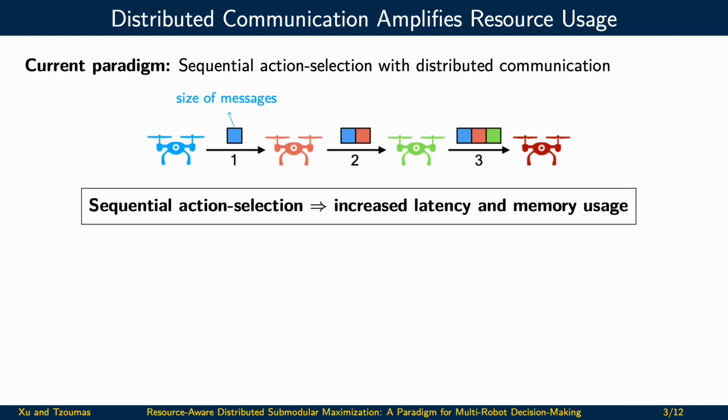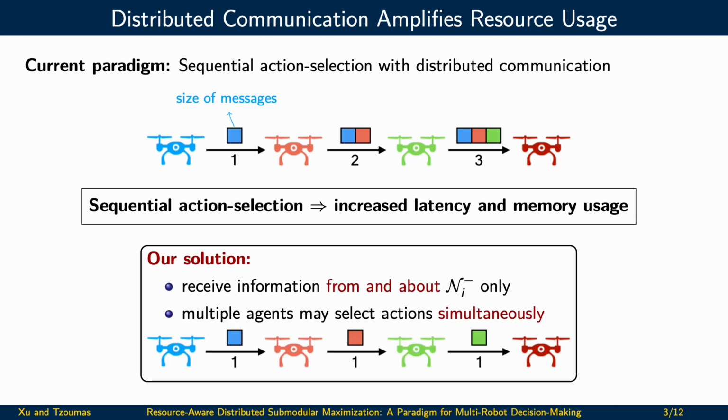In short, the current popular sequential paradigm will lead to increased communication latency as well as increased memory usage for inter-robot messages, and this actually violates our resource-aware requirement for multi-robot coordination. To this end, we propose to let each agent require information not only from in-neighbors only, but also about in-neighbors only. That means each agent only transmits its own information instead of also transmitting previous agents' information as a relay node. Therefore, the memory requirement will not grow, multiple agents can choose in parallel, and the communication latency and computation requirements will also be reduced. In this way, we achieve the resource awareness.